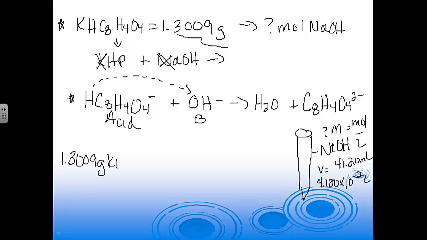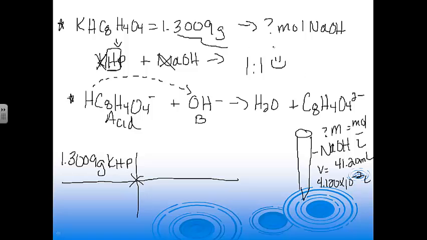So from my molar mass, 1.3009 grams, I'm going to use KHP here because it's easier to write. The reason it's a common acid that we use in reactions is because it's monoprotic. We like one-to-ones because they make the math much easier and much more straightforward. We usually try to do one-to-ones in lab, not all the time, but a lot of times to make it easy, and that's why KHP is common. So we take the 1.3009 grams of KHP.